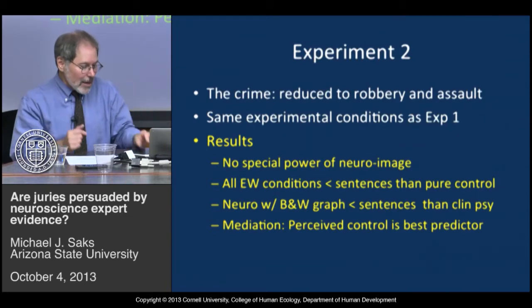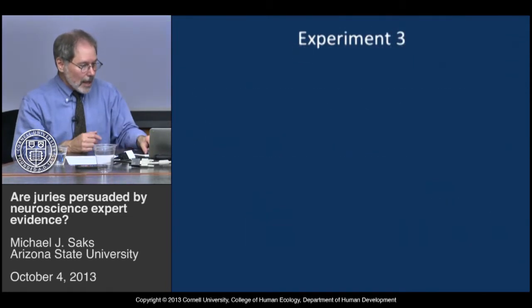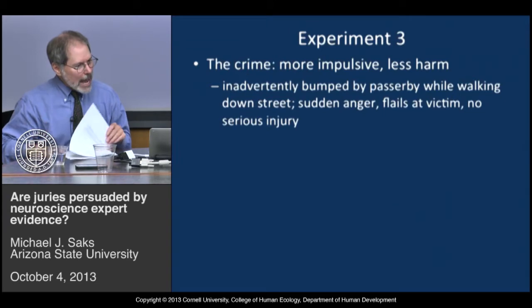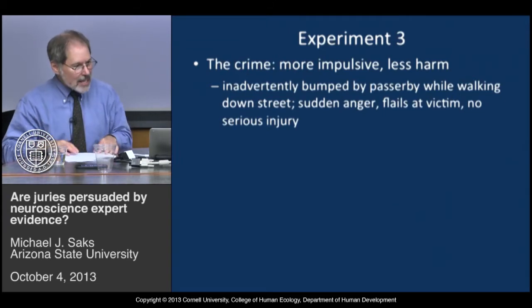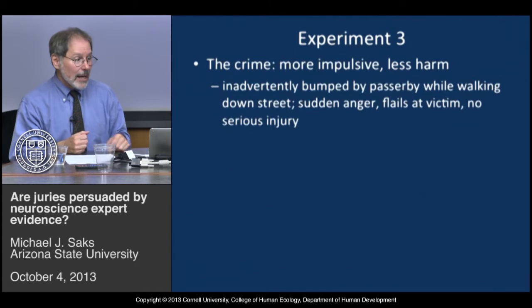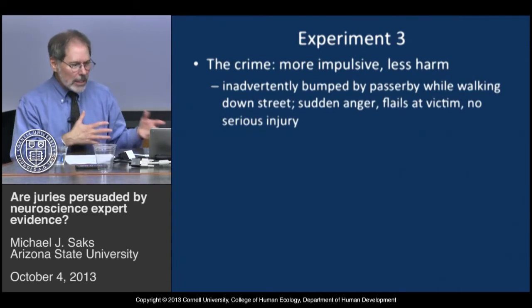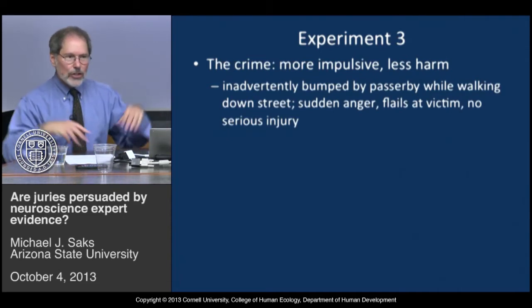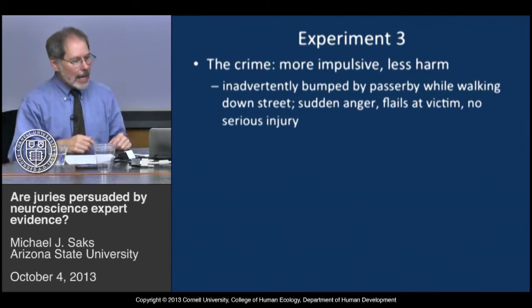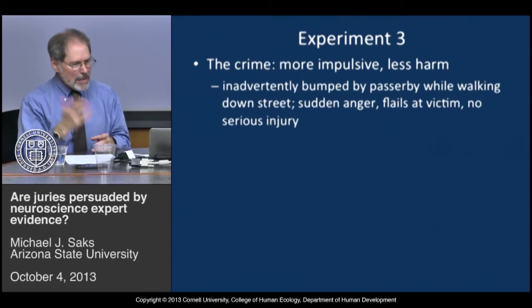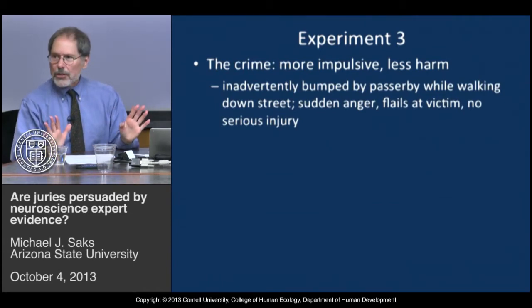So something sensible is going on, but we knew the journals wouldn't buy just 2 studies. So now we move to experiment 3, where we now dial down the crime. The defendant is walking along the street, is inadvertently bumped mildly by a passerby, and just flips out and swings his arm at the person and hits him, maybe knocks him down, but no serious injury at all.